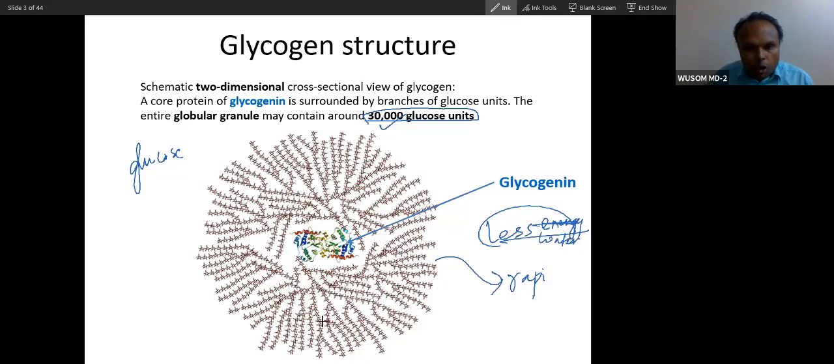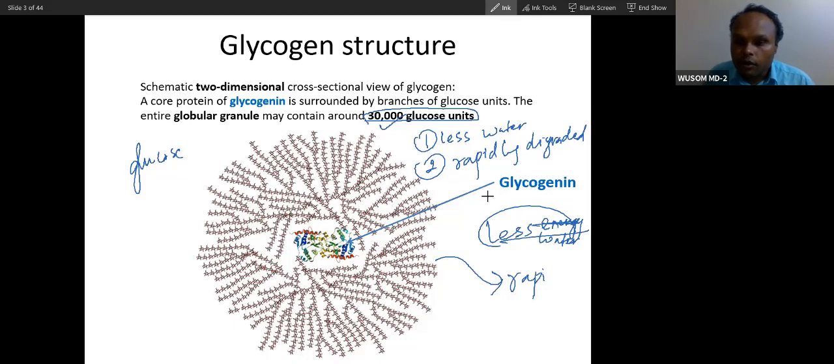That is why glucose is stored in the form of polymerized glycogen, because first it requires less water, and second it will be rapidly degraded. Glycogenolysis happens rapidly when we require glucose.